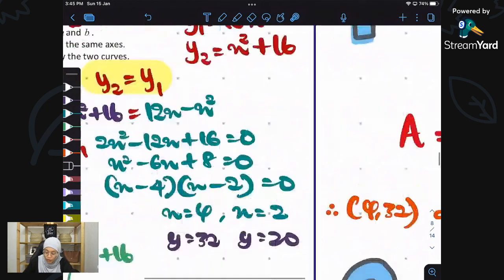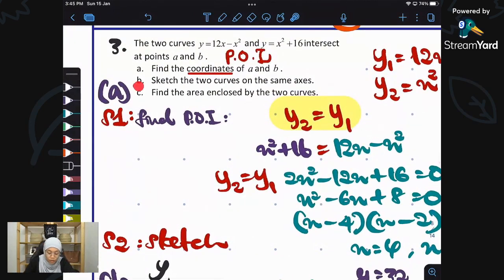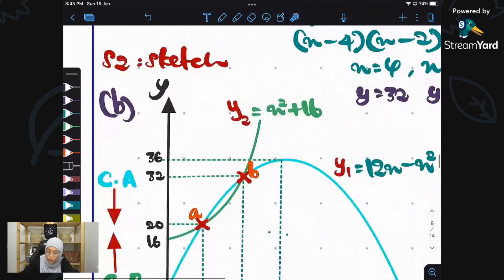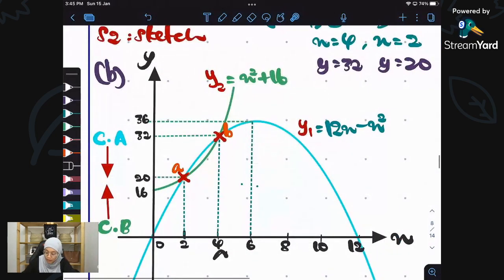Now we are asked to sketch the two curves on the same axis, the same paksi x dan paksi y. Here I have already sketched it for you. This is my paksi x, this is my paksi y. Before I sketch the quadratic yang masam dan quadratic yang senyum, it would be best that I give you tips on drawing two curves together that have points of intersection. Tips ni, tak semua orang tahu.